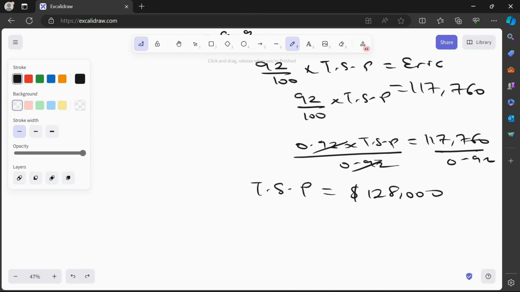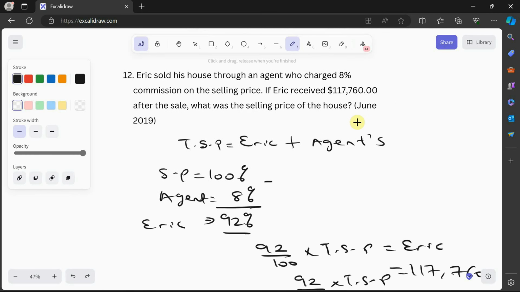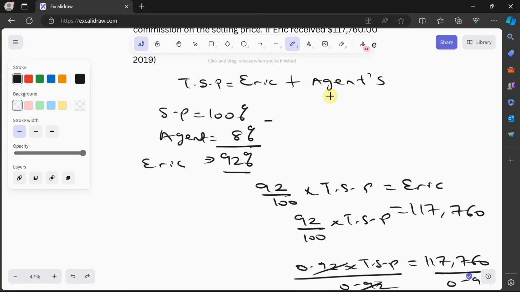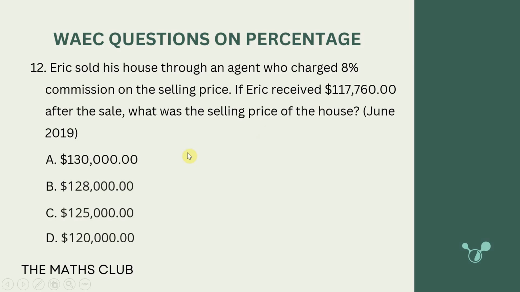Some of these questions, you have to just picture it in your head. If the total selling price is 100% and the agent is taking 8%, then Eric's share will be 92%. And then instead of giving us the selling price, it gave us the amount that Eric received, so we can find the selling price of the house. Let's see if our answer is correct. So that should be option B.